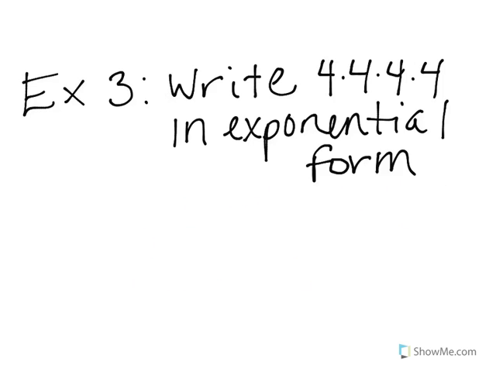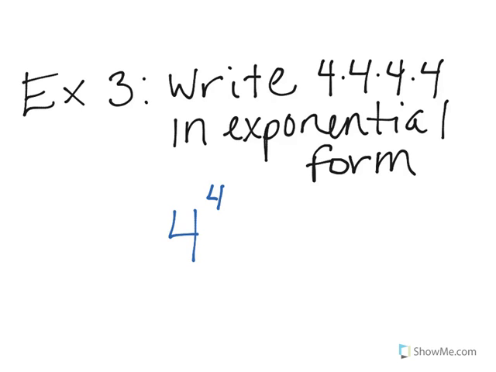My last example is to write 4 times 4 times 4 times 4 in exponential form. So the base is 4, and it's used as a factor 4 times. So I'm going to say, okay, well, my base is 4. That's the number that keeps showing up. And how many times does it show up? Oh, it shows up 4 times. So in this case, my base and my exponent is the same number.